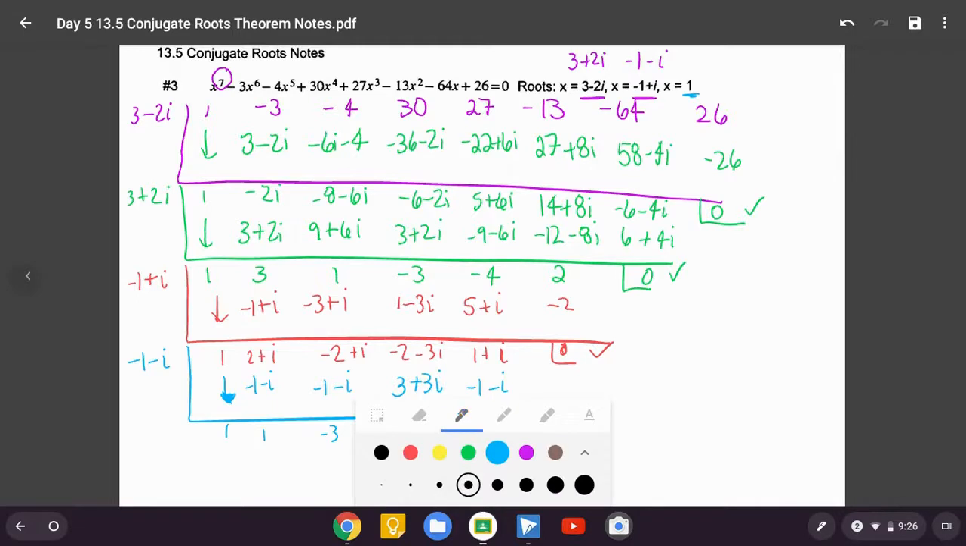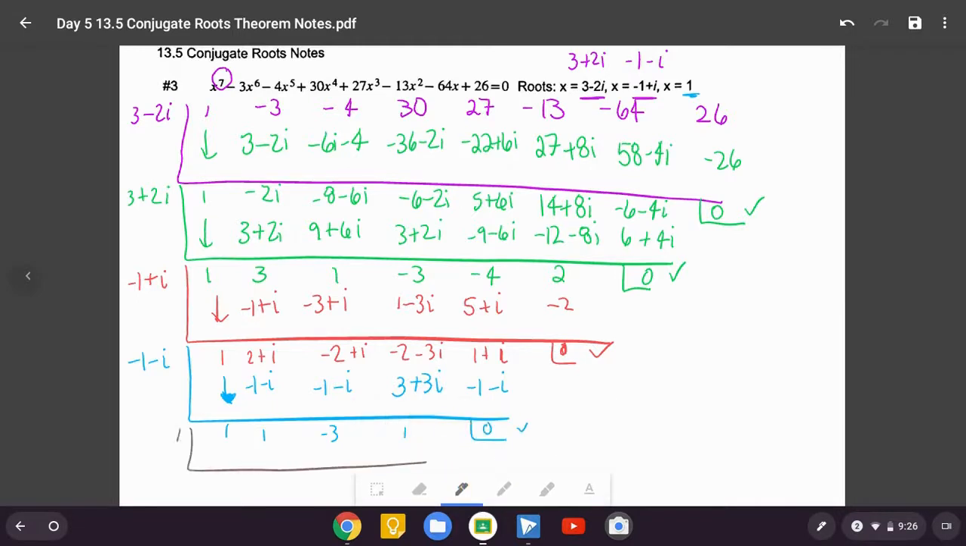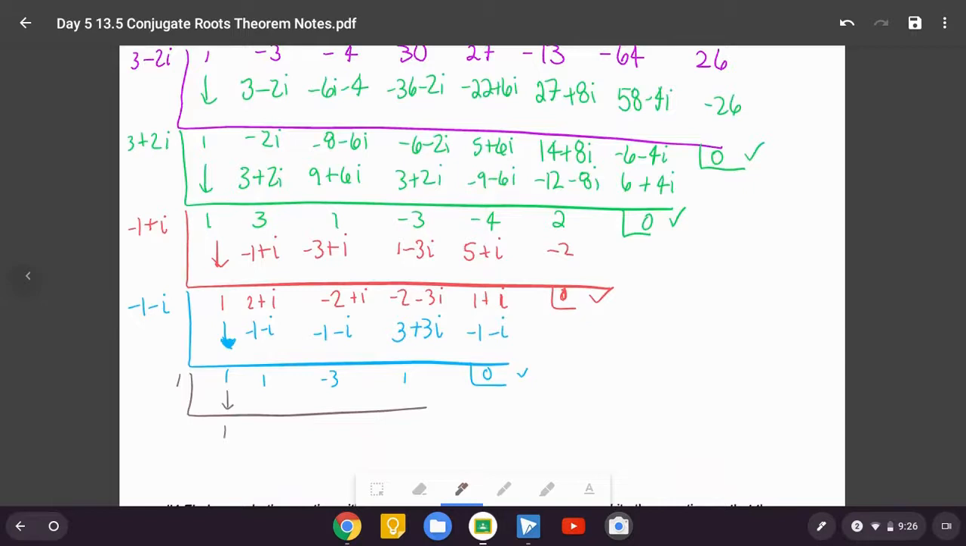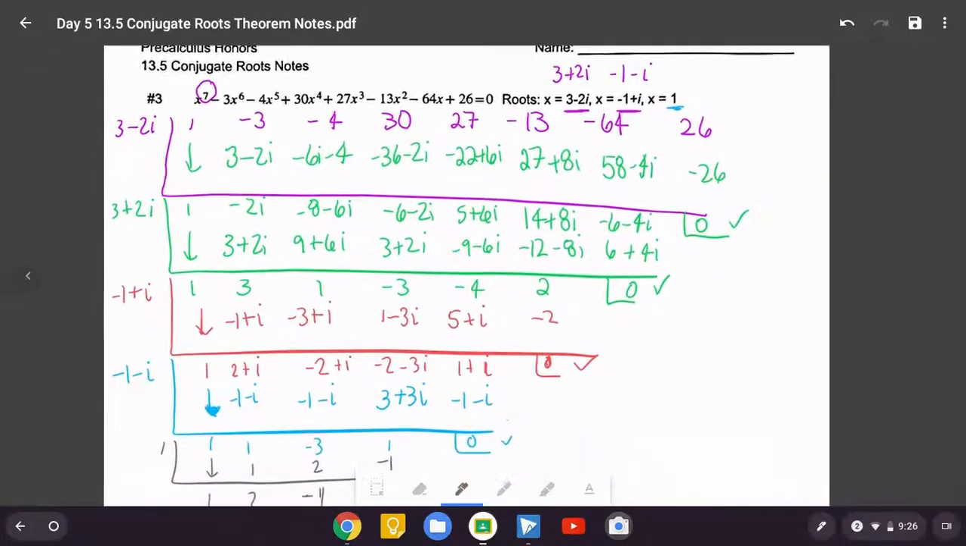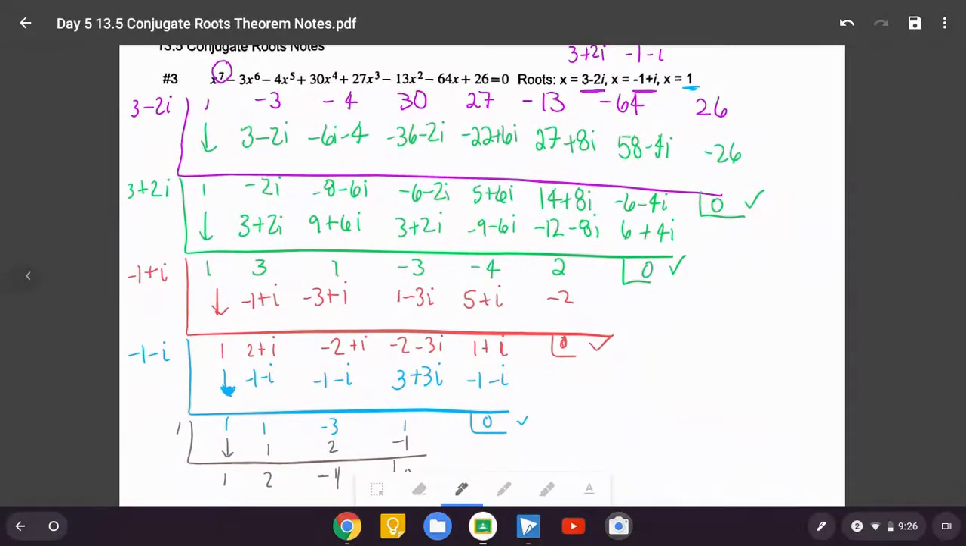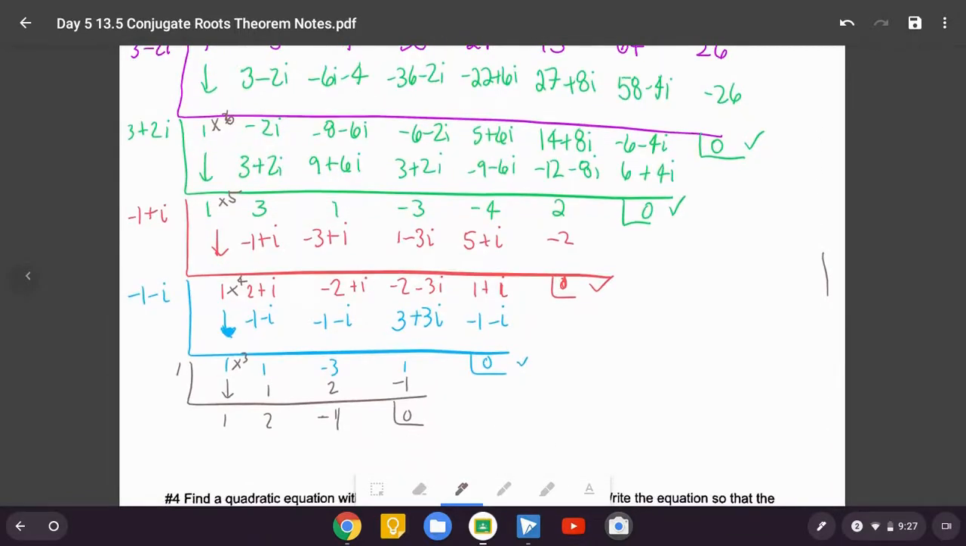Okay, so if we put in 1 here, I bring down my 1, I get 1, I add, I get 2, 2, negative 1, multiply, and I get negative 1, and I get 0. All right, so remember, we started with a 7th degree function. So this should be a 6th degree. This would represent x to the 6th. This would represent x to the 5th. This would be x to the 4th. This would represent x to the 3rd. And then this is x squared. So now we've got 1x squared plus 2x minus 1.